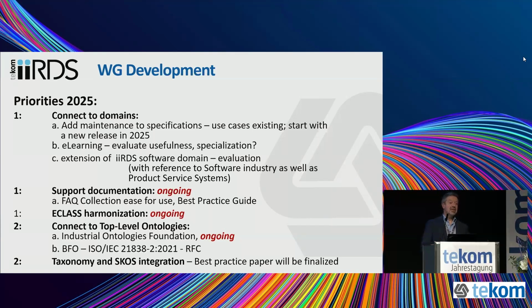eClass harmonization will be ongoing, connection to top-level ontologies for the Industrial Ontology Foundry, as well as the BFO is ongoing, and the practice paper will be finalized concerning taxonomy and SCOS integration beginning of 2025. That's it. Many thanks.